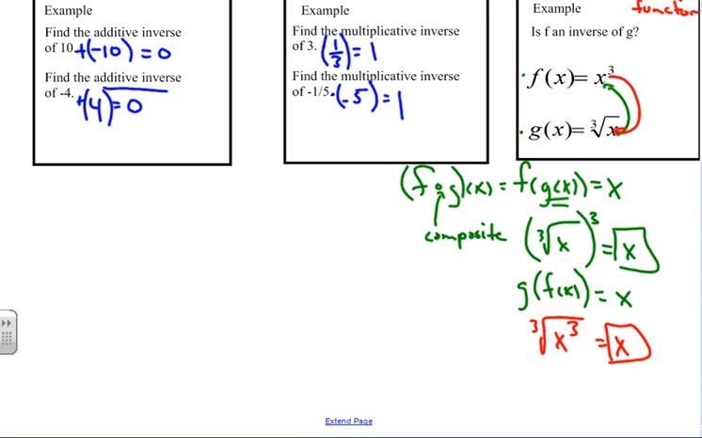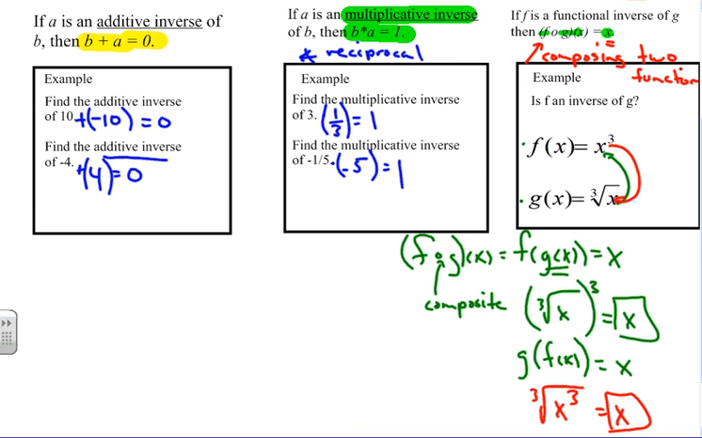These two functions are inverses because, according to the definition, if we compose two functions with each other, we get the value x inside. That's really important. That's how you can always test algebraically whether two functions are inverses of each other. Composed together, you get out the input.